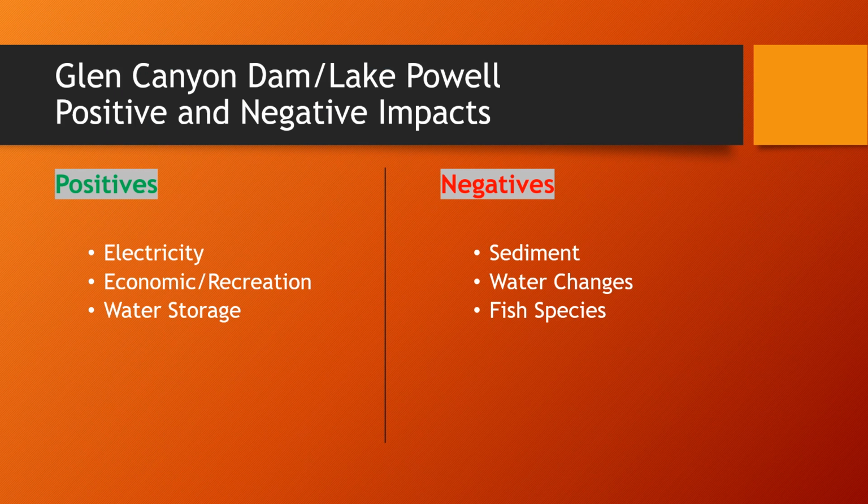So how does Glen Canyon Dam and the creation of Lake Powell impact the Colorado River in Grand Canyon National Park? There are a few positive and negative impacts. We will look at the positive effects, which are electricity, economic and recreation, and water storage. Then we will look at the negative effects, which include sediment in the river, water changes, and the impact on fish species.